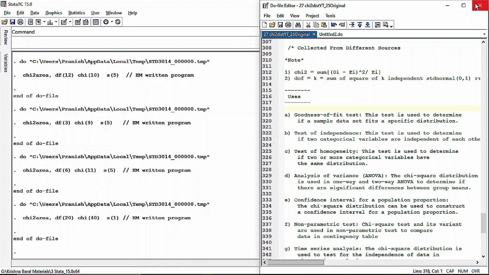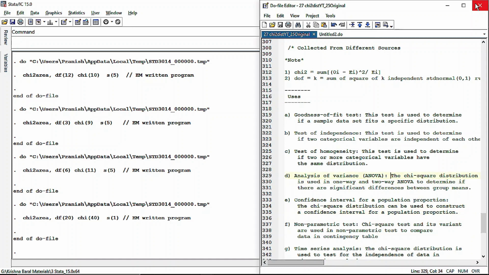Now let us see some of the uses of the chi-square distribution. Goodness of fit test: this test is used to determine if a sample data set fits a specific distribution. Chi-square is used for the test of independence: this test is used to determine if two categorical variables are independent of each other. Chi-square is also used to perform a test of homogeneity: this test is used to determine if two or more categorical variables have the same distribution. It is also used to perform ANOVA analysis.